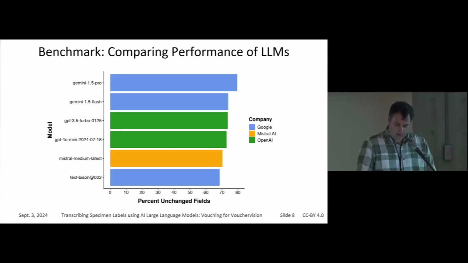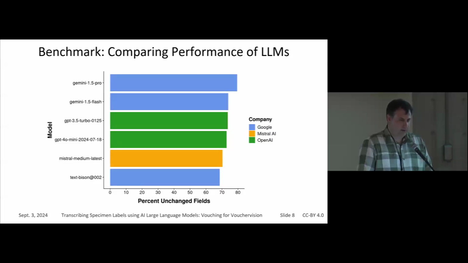Okay, so now I'm going to show you comparisons of these different large language models. This is with the tougher data set. And so the percent unchanged fields goes down a bit. And so we used 6 different models. There's a lot more that are supported. These are towards the lower end in terms of cost. And they're from 3 different companies. So the blue here is Google models. The green is OpenAI, which makes ChatGPT. And the orange is Mistral.